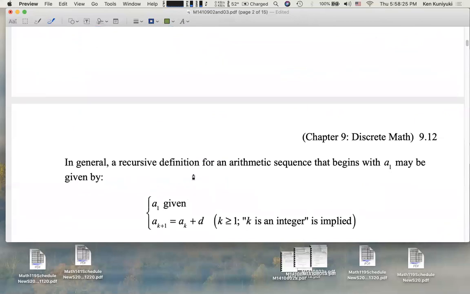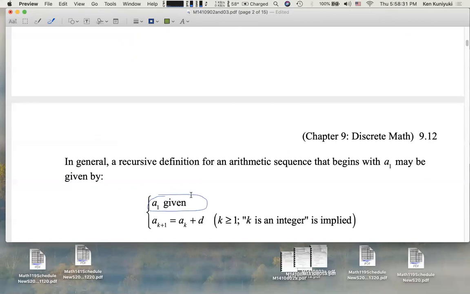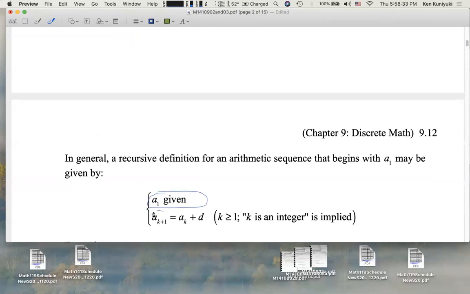Again, I was mentioning the recursive definition, the idea that a sub 1 is usually given, not always, but usually given. And to get the next term, you take the current term and add D, the common difference, where K is a positive integer.